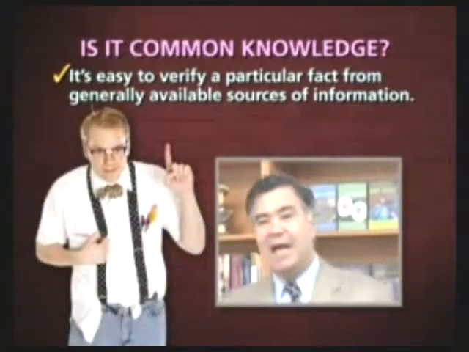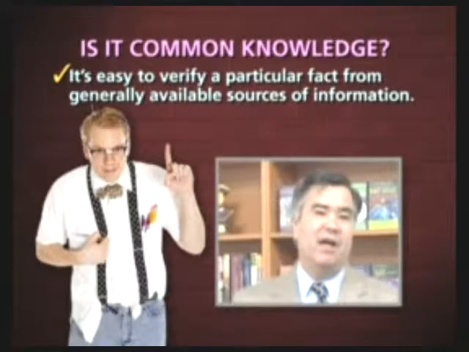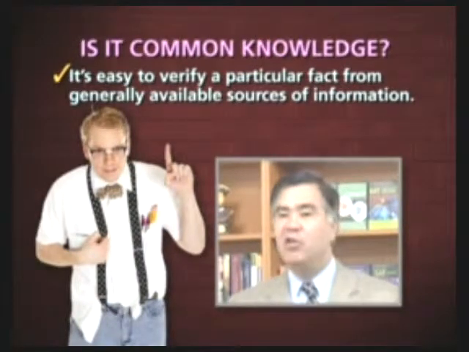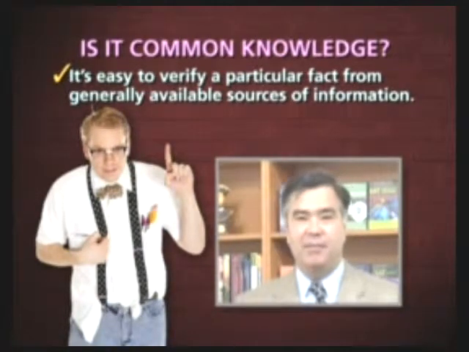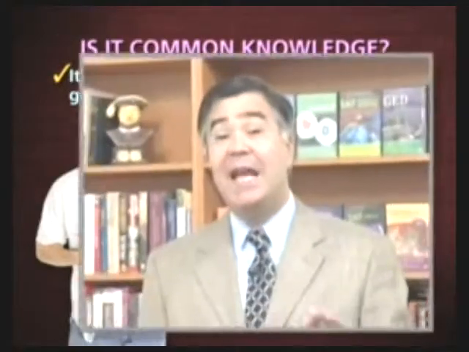Okay, how do you decide what is or isn't common knowledge? In some cases, it's obvious. One test is how easy it would be to verify a particular fact from generally available sources of information. Here's an example. The fact that a mile is 5,280 feet long is something that you could check in practically any dictionary or encyclopedia or almanac or any other reference source. And therefore, you can consider this fact common knowledge. If you were to mention it in a paper, there'd be no need to give a footnote or reference as to where you got that fact from.